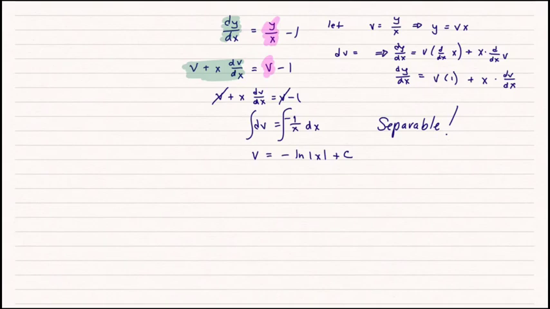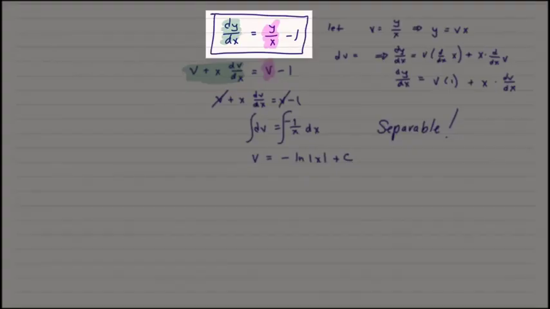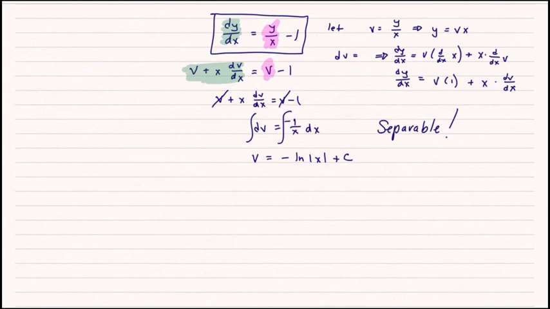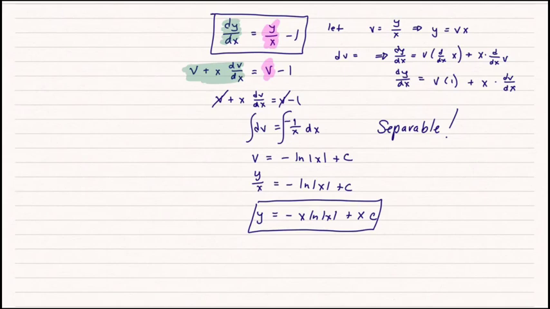If my original problem, which is up here, was in terms of y and x, I certainly don't want to leave things in terms of v. This is again just like in Calc 2, when you did a u substitution, you always had to translate it back into the x world. So let's go ahead and substitute for v, and let's put this in explicit form. And there we have our final answer.